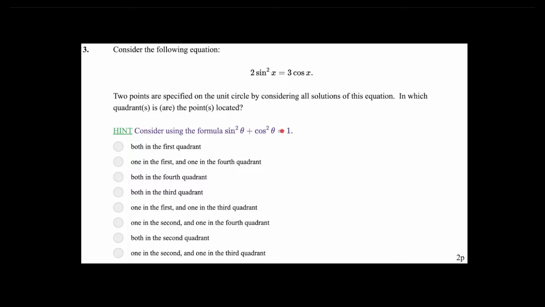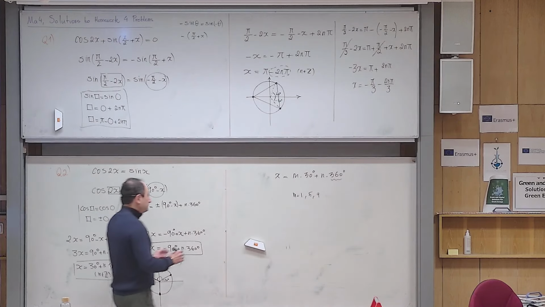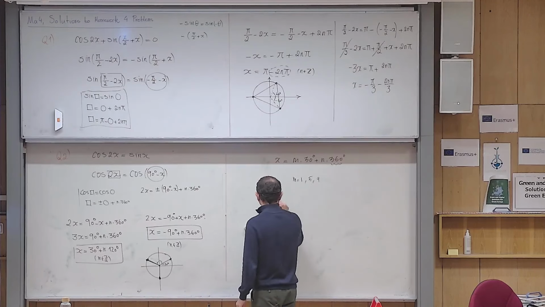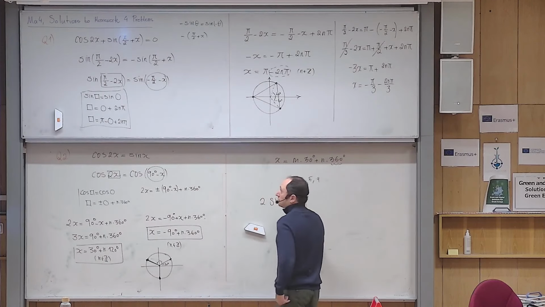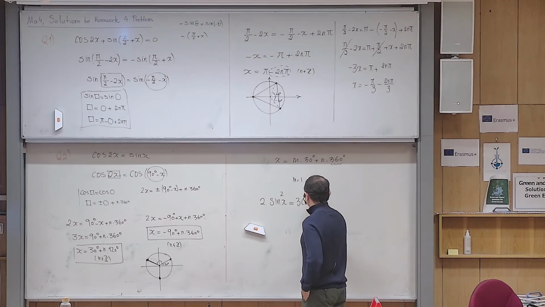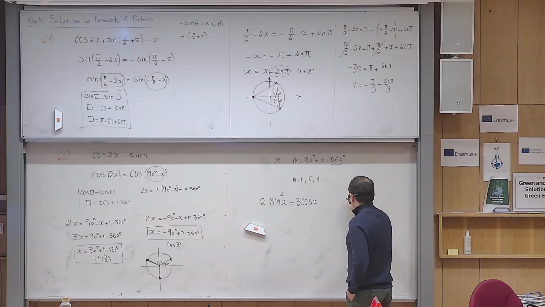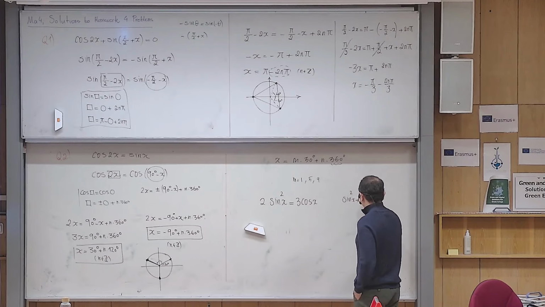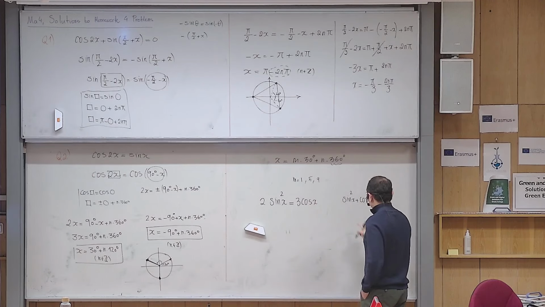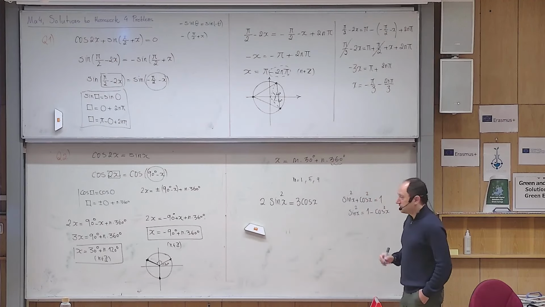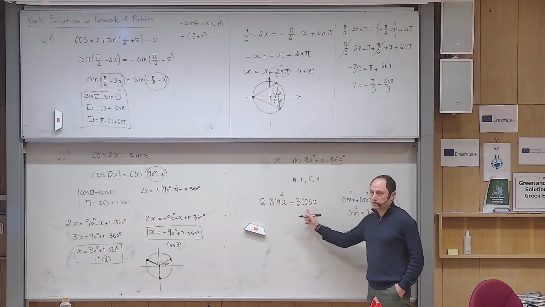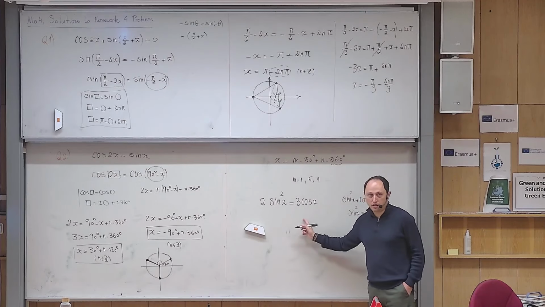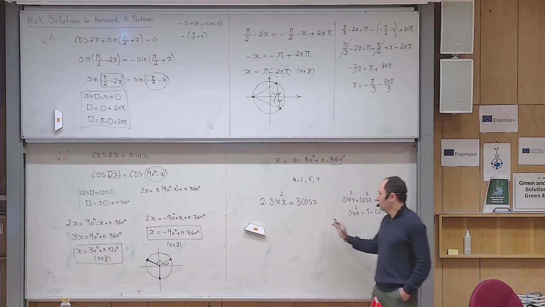So let me write the problem here. So the problem is 2 sine x squared equals 3 cosine x. So my idea was to tell you to use this formula that I mentioned. This is helpful because sine x squared plus cosine x squared is what? 1. From here, sine x squared can be written as 1 minus cosine x squared. What is the benefit? The benefit is at least instead of having a mixture of sine and cosine, I will have only cosine. Okay?